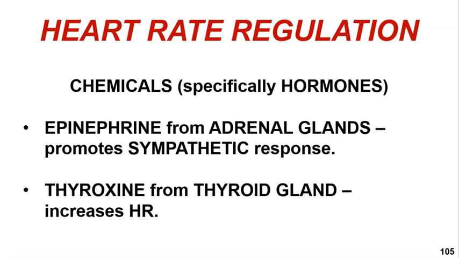Heart rate can also be regulated by certain chemicals, specifically hormones. Epinephrine is a hormone from the adrenal glands, which serves to increase both heart rate and force of contraction, and is the major contributor to the sympathetic response of heart rate. Thyroxine, which is a hormone from the thyroid gland, serves to increase heart rate as well.